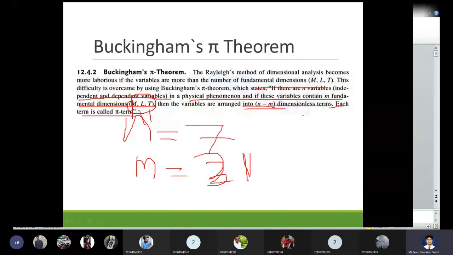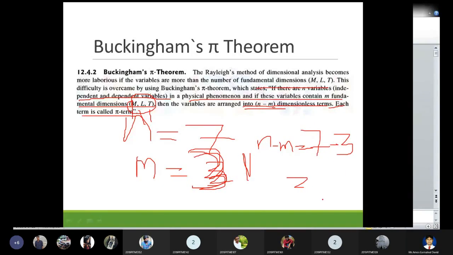Then the next thing you'll be doing is n minus m. Let's say m is 3, so it will be 7 minus 3, which is 4. So n minus m means you're going to solve for 4 pi terms. Clear? This is what the statement is.